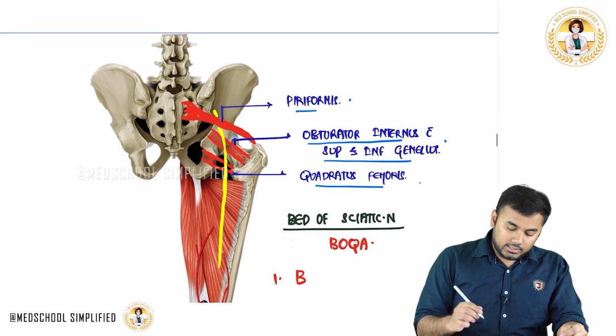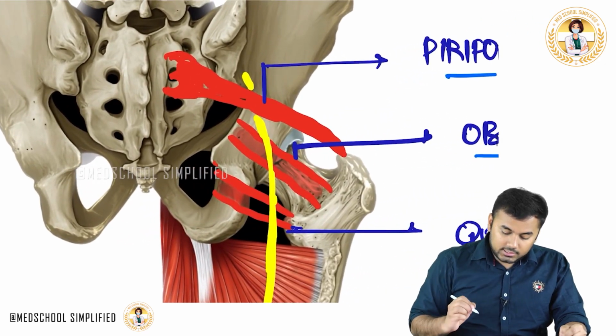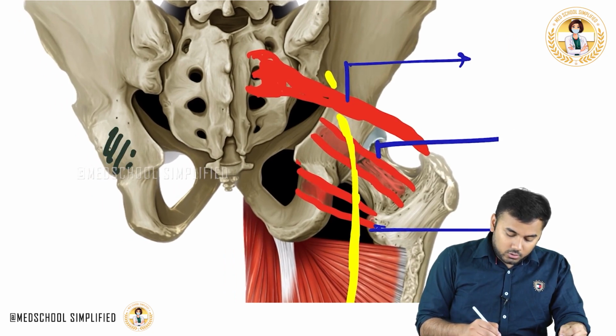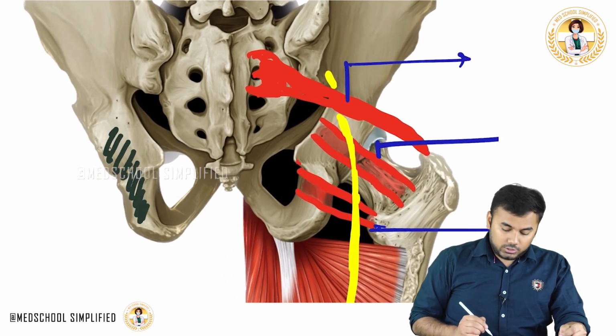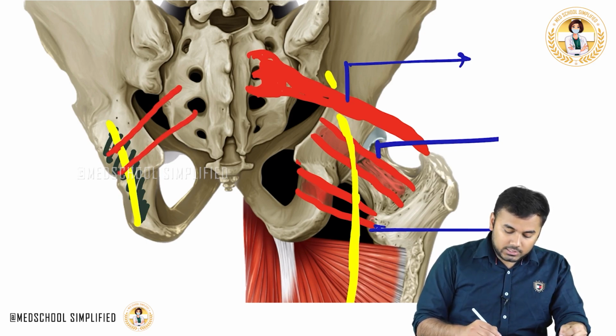See here, this is the ischium bone. All of you look carefully here. This part over here is your ischium bone. So above this ischium bone, what was there? You have got your sciatic nerve. Above this sciatic nerve, what is there? You have got your piriformis muscle like this.